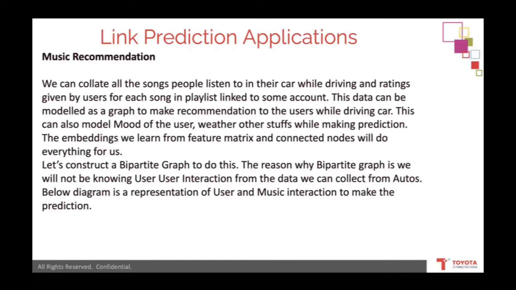We will mostly not have a relationship between users, because the users will be the users of the car itself. So we will not have any relationship between the user of one car and the user of another car. Probably we can have a relationship between users of the same car, such as father, wife, son. But for this discussion, I'm assuming that there is no relationship between the users. All the users are just connected with some music labels. So that is a bipartite graph.